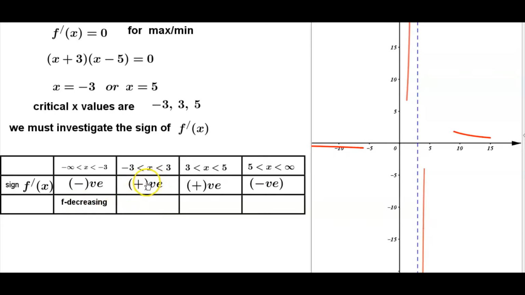Here the derivative of the function is positive. Therefore, the function here is increasing. Here also the function is increasing. And in this range, the function is decreasing.